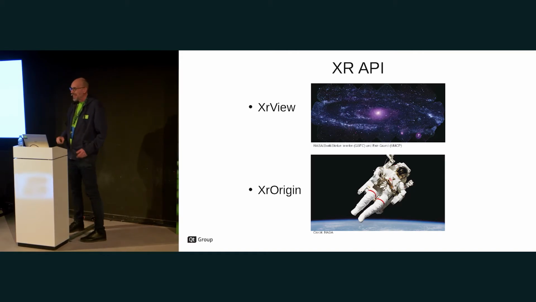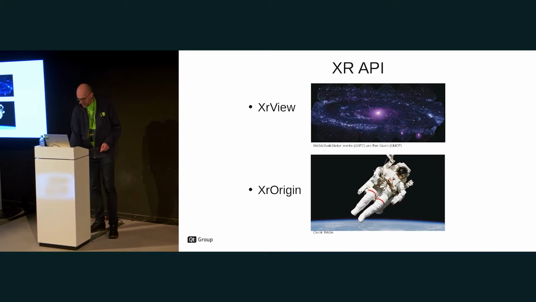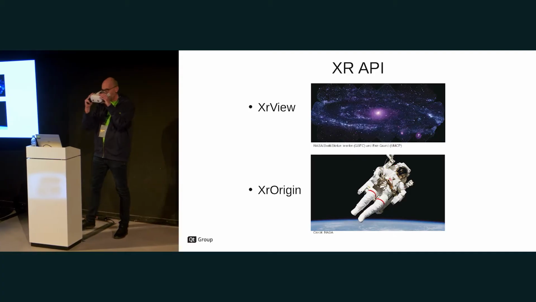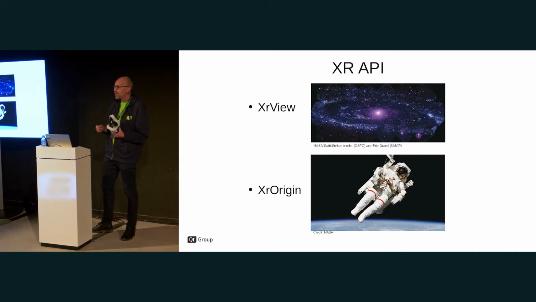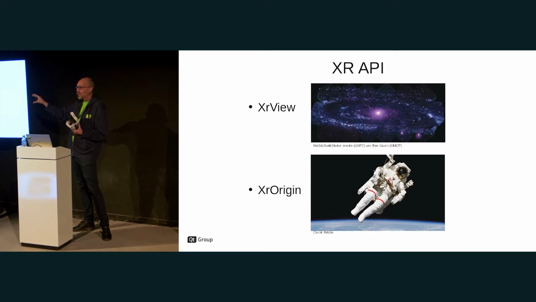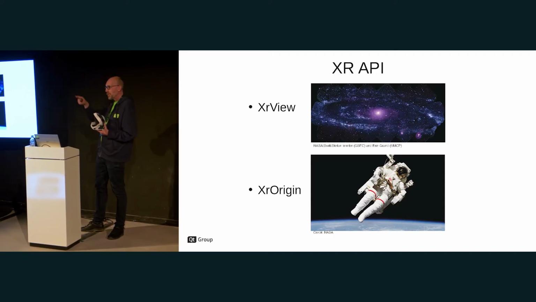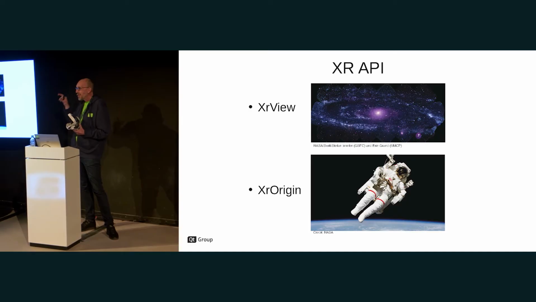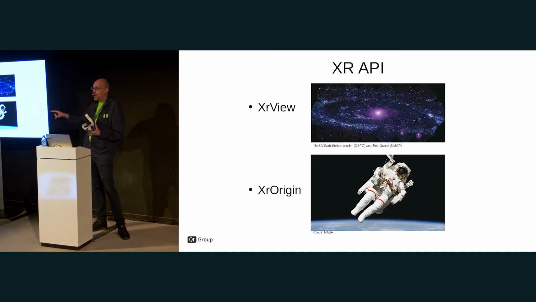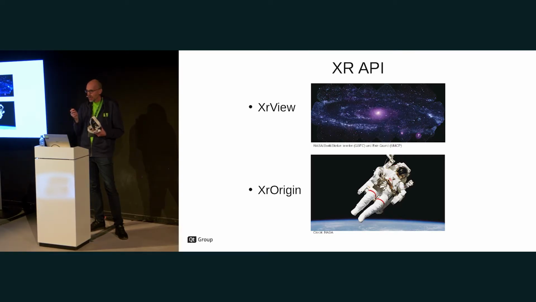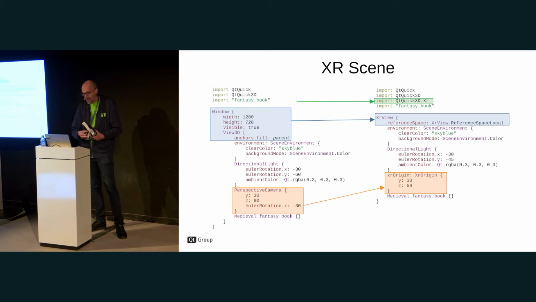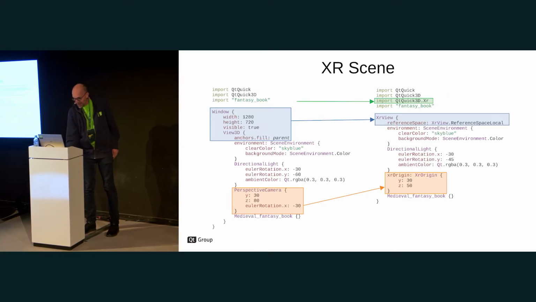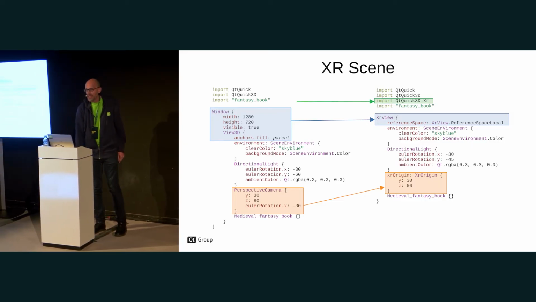It's not precisely the same as the camera, because, I mean, if you're wearing a headset, you can move around and look at things from different places, but the origin doesn't actually move when the user moves around. So the origin is the 0 point of your view. So let's look at how we would transform our 2D or flat screen application into an XR application.